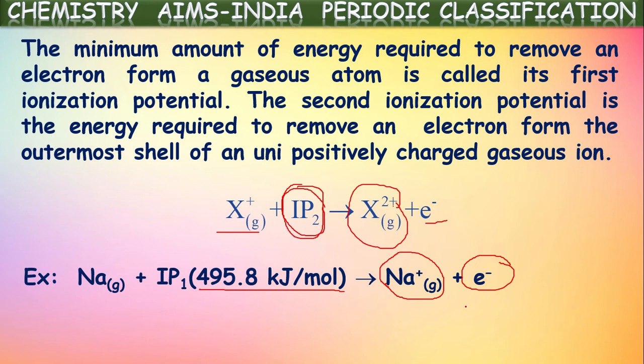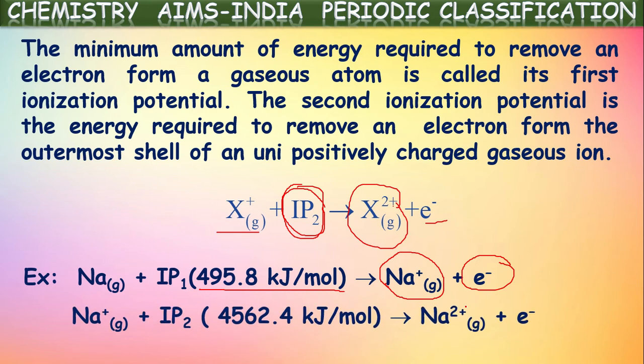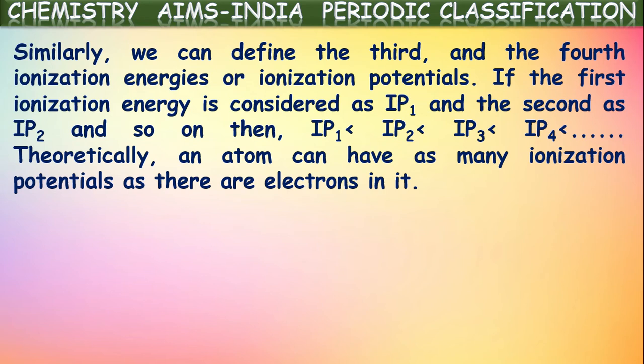If you want to remove an electron from these positive ions, then we need to supply some more energy. The amount of energy supplied for the removal of the second electron from a uni-positive ion is called IP2, that is, ionization potential 2, or we can also say second ionization potential. Next, similarly, we can define third and fourth ionization energies or ionization potentials for these atoms. As we discussed first and second, the remaining can be defined in the same way.